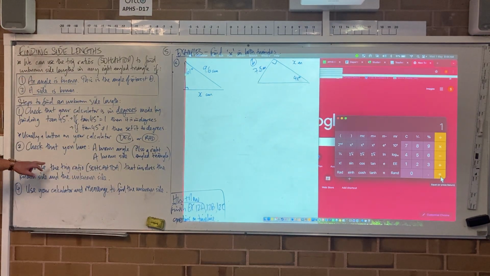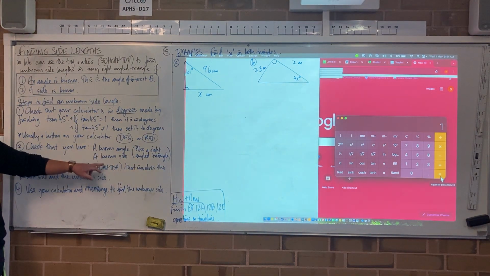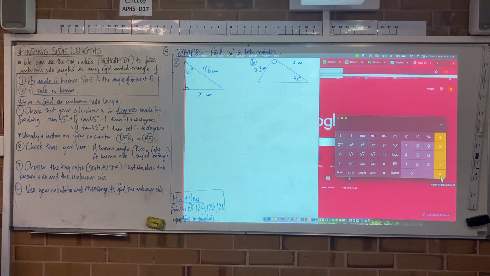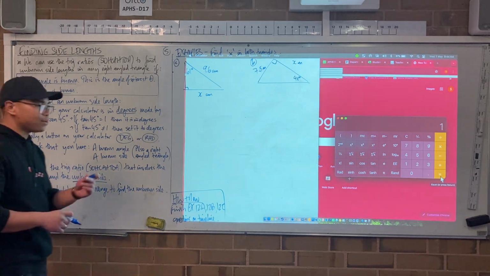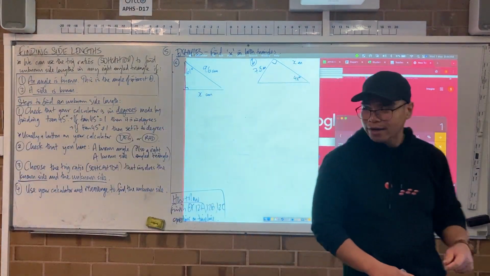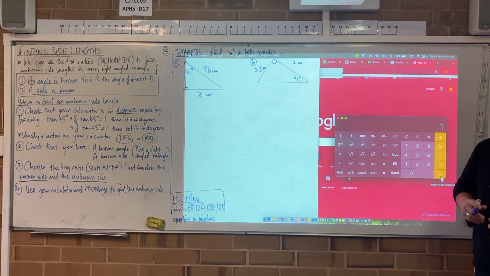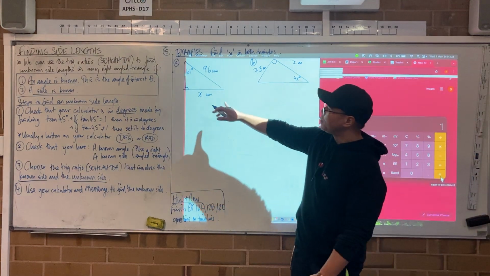Step 2, check that you have a known angle, a known side, and also check that it's a right-angled triangle. And then step 3, choose the trig ratio that involves the known side and the unknown side. Then step 4, you use your calculator and rearrange to find the unknown side. What the hell does step 3 and step 4 mean? Let me show you with this example here.